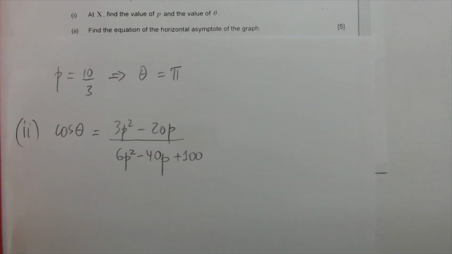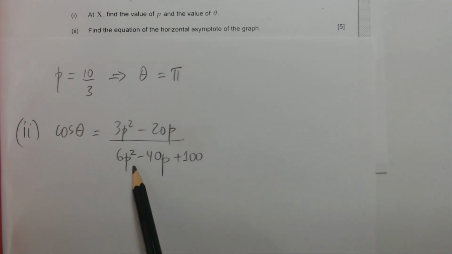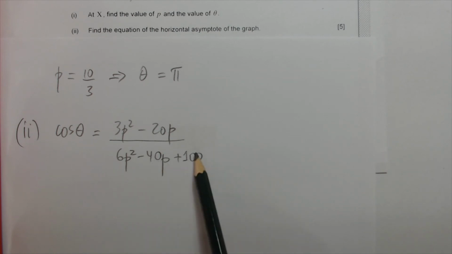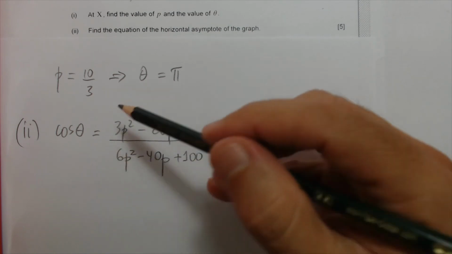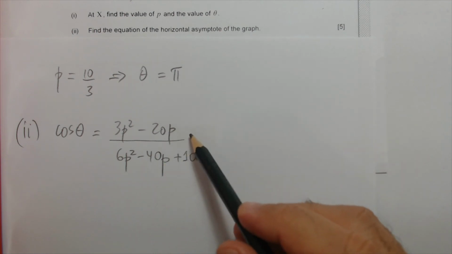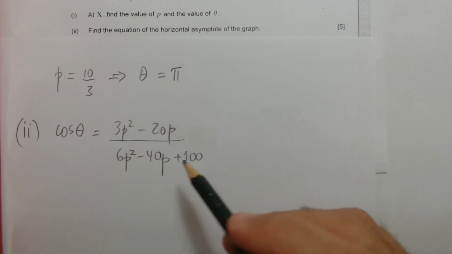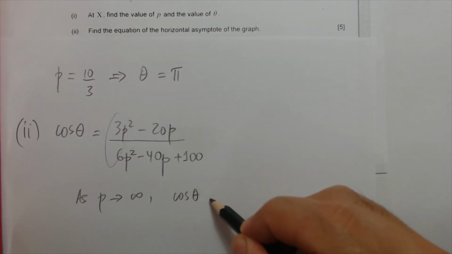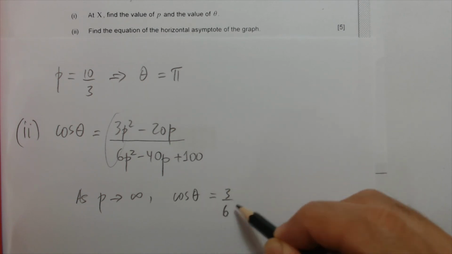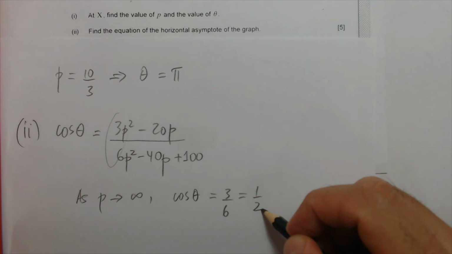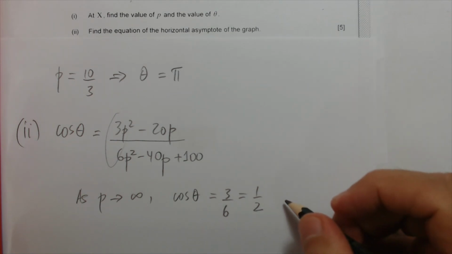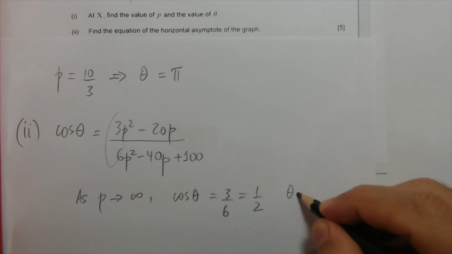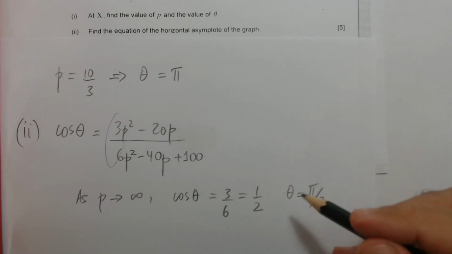To understand what is the horizontal asymptote, we need to find the value of cos theta when P gets very large. This is the limit of this expression when P goes to infinity. So as P goes to infinity, this expression will go to 3/6. So cos theta is going to get closer and closer to 3/6, which is a half. And the angle that has cosine a half is 60 degrees, which in radians is pi/3. So that is the equation of the horizontal asymptote.